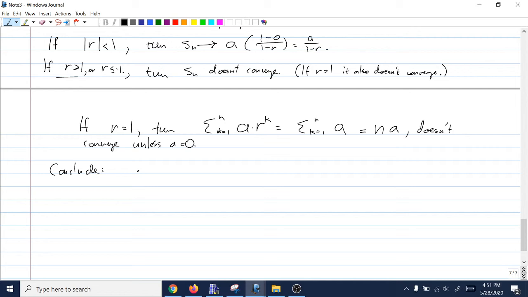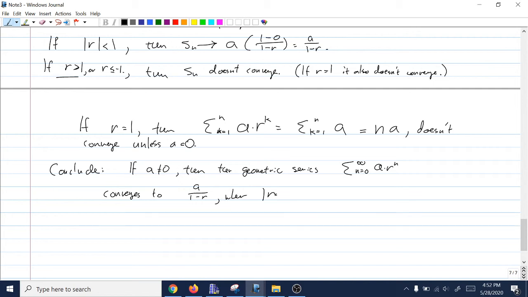Conclude. If a is not 0, then the geometric series, the sum n equals 0 to infinity of a times r to the n, converges to a over 1 minus r when the absolute value of r is less than 1, and diverges when the absolute value of r is greater than or equal to 1. And if a equals 0, it converges trivially.